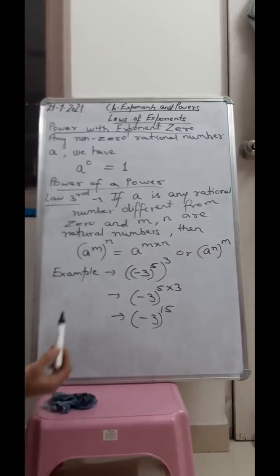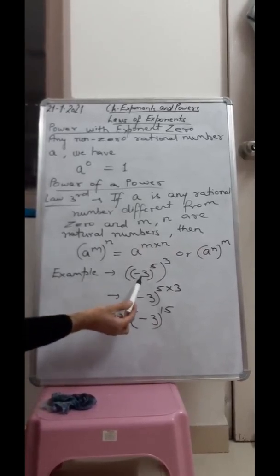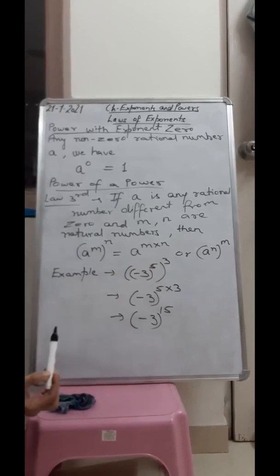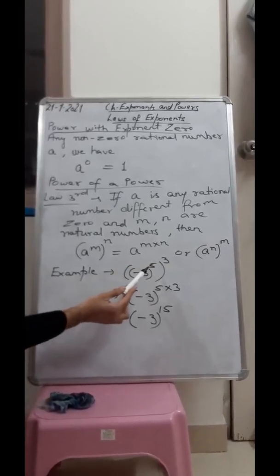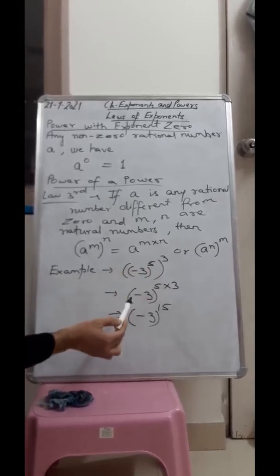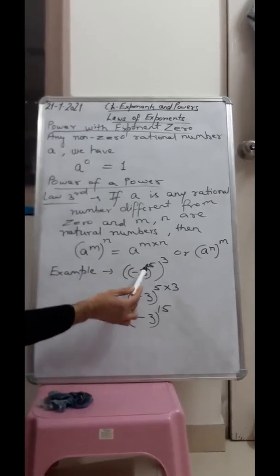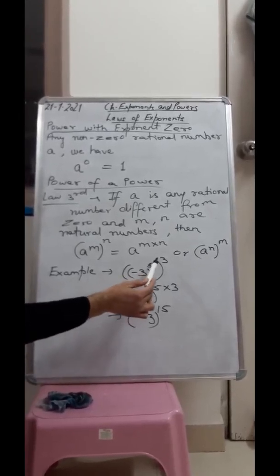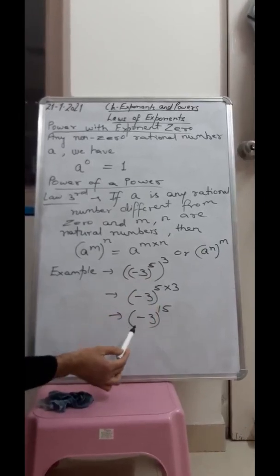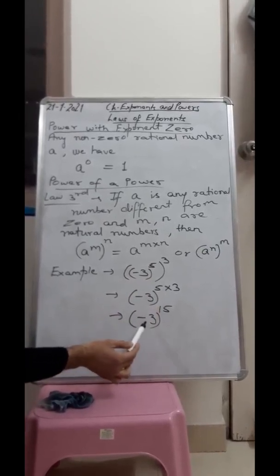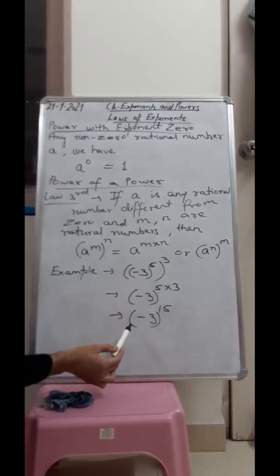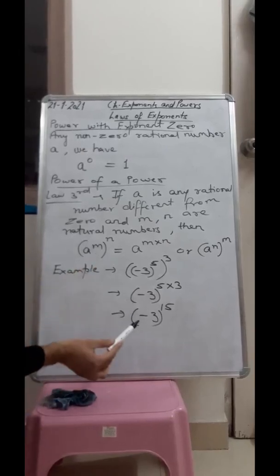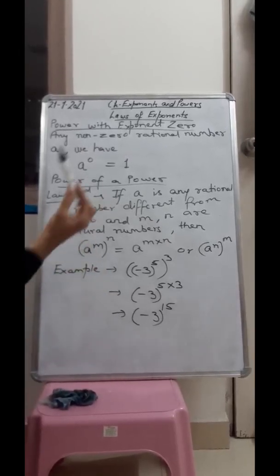For example, the base is minus 3, raised to power 5, whole raised to power 3. So minus 3 has a power of 5, whole raised to power 3, which means the base will remain as it is and the powers get multiplied. When you open the outer bracket, the 5 will get multiplied by 3 and the base remains minus 3 only, and 5 threes are 15. So we can write it as minus 3 whole raised to power 15. So this is the law of a power of a power.